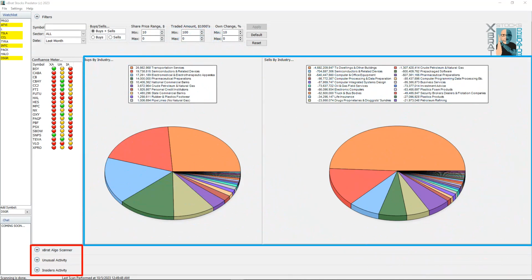The pie charts on this main front page are for the insider activity for buys and sells by industry, to give you an understanding where the heavy sectors are for buying and selling. We also have the manual watch list, where you can put on the stocks that you particularly look at any one time. And then we have the Confluence meter.